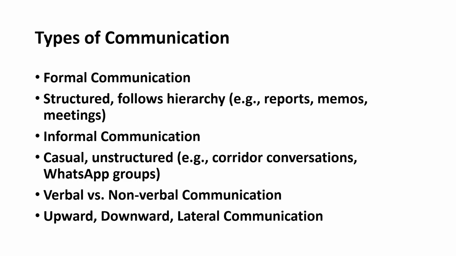So what are the types of communication? Formal communication is highly structured and follows hierarchy. For example, reports are sent, memos are sent, and meetings are held in organizations in formal settings. Next comes informal communication. This is most of the time casual and unstructured. For example, we have corridor conversations, canteen conversations, golf club conversations, or whatever.